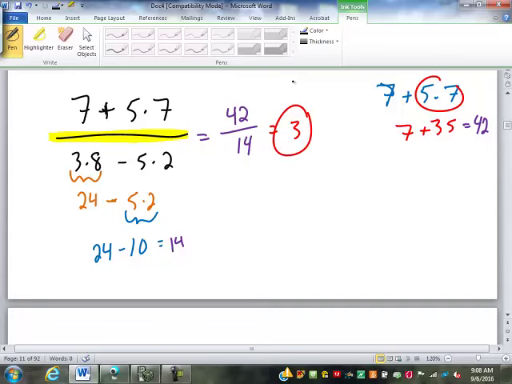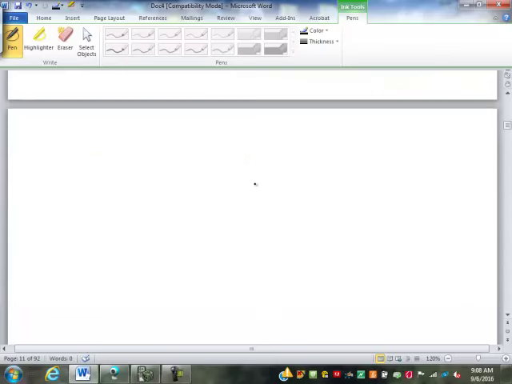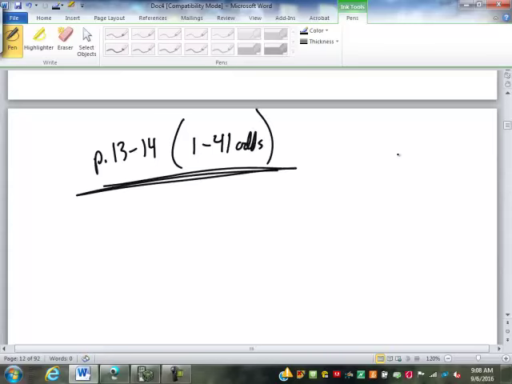Okay. I want to give you guys a little time to get started. In your book, pages 13 and 14, 1 through 41, the odds. Go through these order of operations. Pages 13 and 14. And just like any of the assignments last week, if you're doing the first couple and they seem really easy, skip ahead a few. These do get fairly difficult by the end, so make sure you do a couple of them at least.